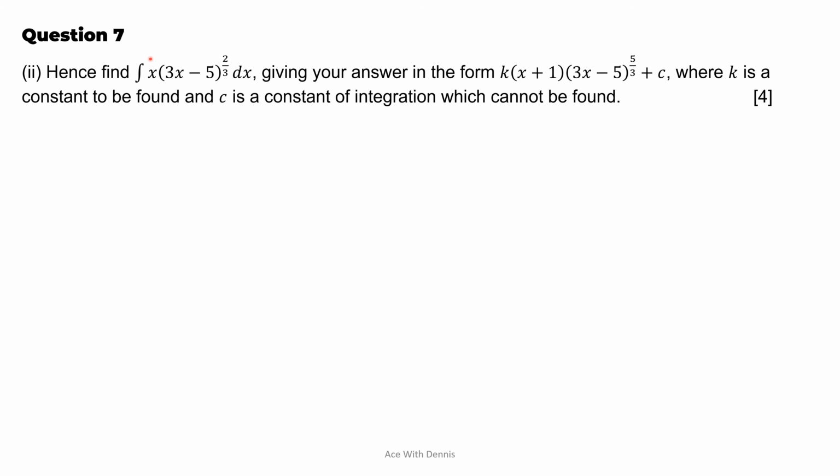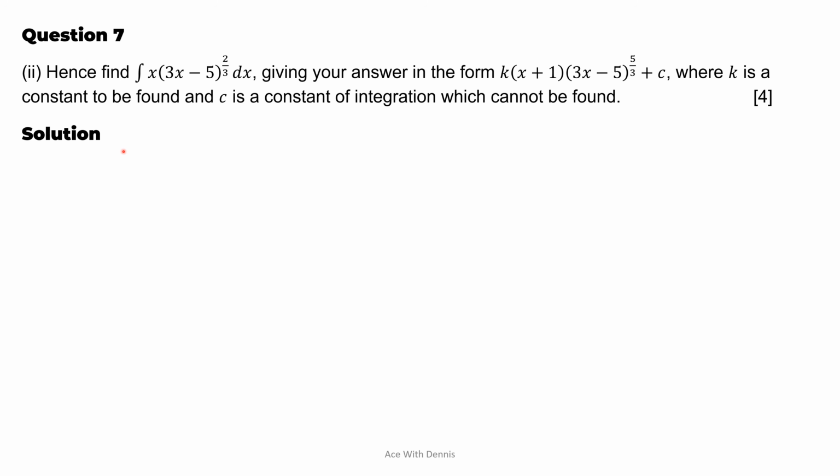Part 2. Hence, find the integration of x times 3x minus 5 to the power 2 over 3 dx, giving your answer in the form k times x plus 1 times 3x minus 5 to the power 5 over 3 plus c, where k is a constant to be found, and c is a constant of integration which cannot be found. 4 marks. Right, here's the solution.